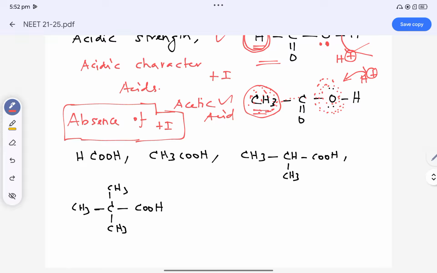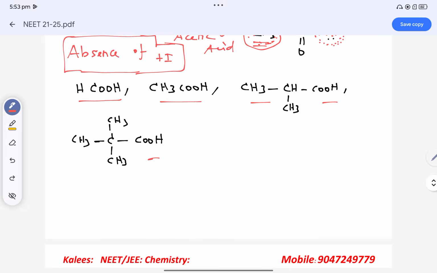Strong. If the plus I effect is present, it is found to be strongly acidic. So on the basis of the discussion, just consider these compounds. Which one is strongest? Formic acid is the strongest, because there is no methyl group. It is found to be more acidic.